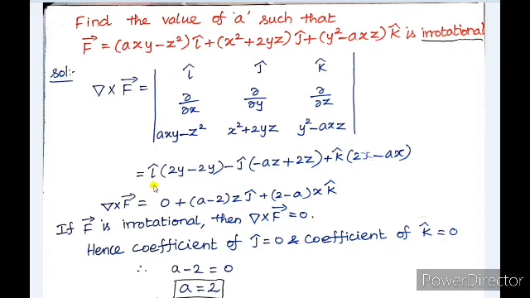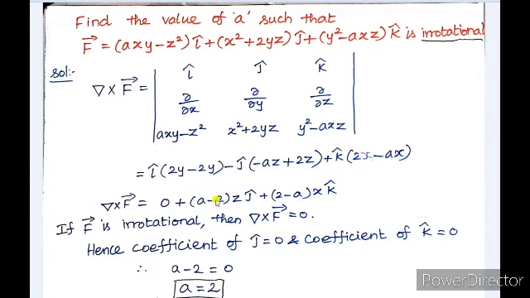The answer is i cap into 2y minus 2y. Next, minus j cap into minus az plus 2z. Next, plus k cap into 2x minus ax. Simplify this: 2y minus 2y is 0. In the next two terms the variable is common, so take it out: that is a minus 2 into z j cap. Likewise here, x is common, so the answer is 2 minus a into x k cap.